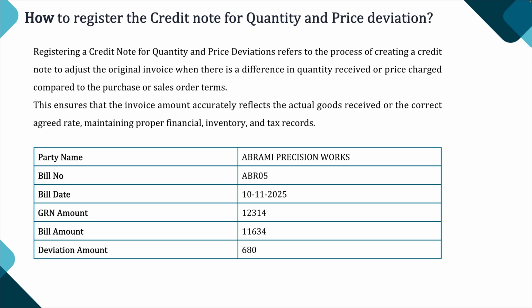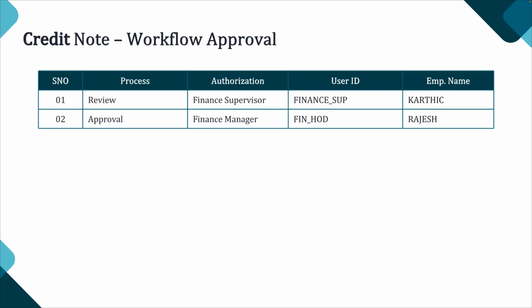Let us take an example. Party name, Abrami Precision Works. Bill number, ABR05. Bill date, 10th of November 2025. GRN amount, 12,314 rupees. Bill amount, 11,634 rupees. Deviation amount, 680 rupees. This slide shows the credit note workflow approval process, which consists of two-level reviewing and approving.